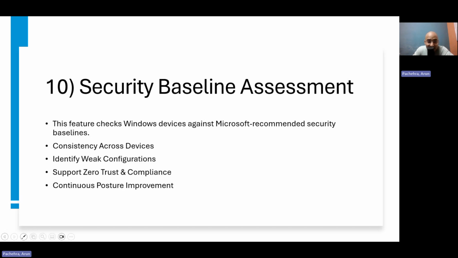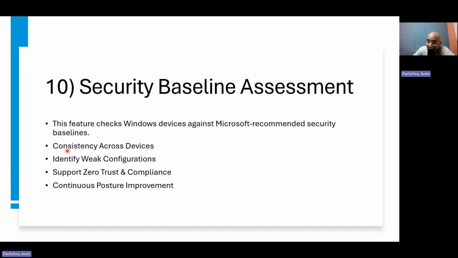So, what is security baseline assessment? Well, this feature checks Windows devices against the Microsoft recommended security baseline. The same example I gave you earlier. The baseline will match through the initiatives, right? So security baselines are predefined sets of security configurations created by Microsoft, like password policy, BitLocker, firewall settings, RDP restrictions, all those things. So DVM automatically compares the current system configuration with these baselines. It highlights the gaps, misconfigurations, and deviations that weaken security posture. All right, so that's what the baseline assessment is.